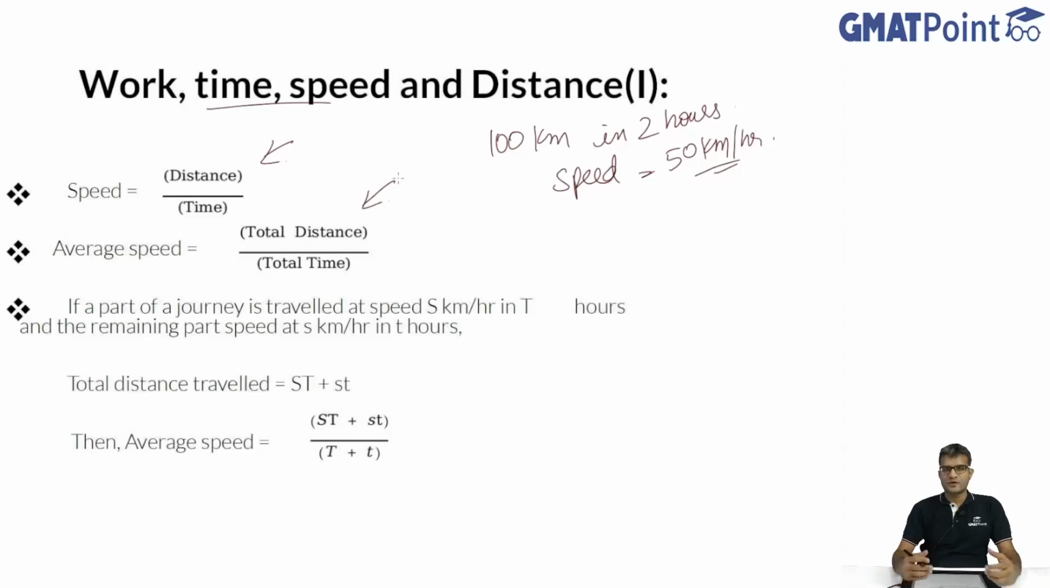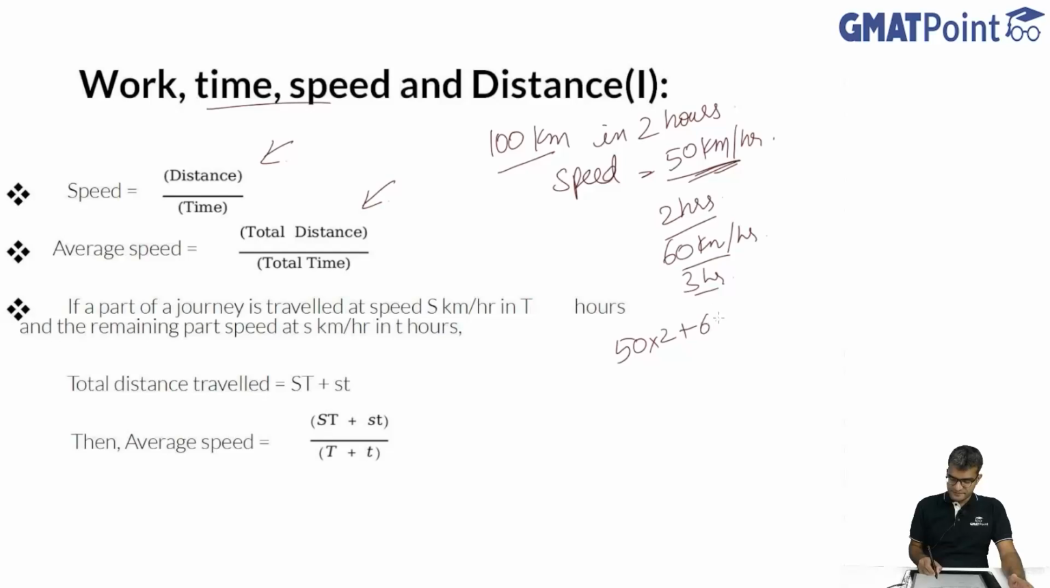The average speed is the total distance that he travels divided by the total time. For example, if somebody is traveling at 50 kilometers per hour for 2 hours, and after this he is traveling at 60 kilometers per hour for 3 hours, what is the total distance traveled by him? That will be 50 into 2 plus 60 into 3. And what is the total time that he has traveled? That will be 2 plus 3, which is 5. 50 into 2 is 100 plus 60 into 3 is 180, divided by 5, which is equal to 280 divided by 5, which is equal to 56 kilometers per hour.